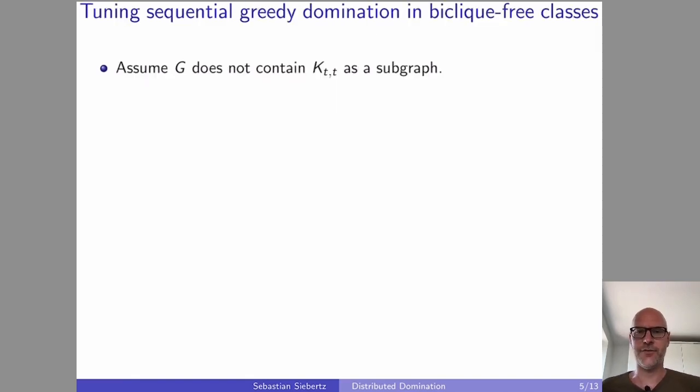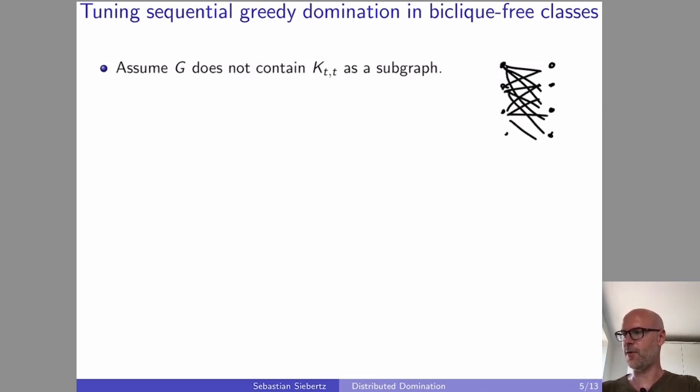Now this is for general graphs, and we want to go to restricted graph classes now. First we will tune this sequential greedy domination algorithm to classes that exclude some biclique. This is a complete bipartite graph. The K_{t,t} has t vertices on the sides, and then it is completely connected. So assuming that we exclude such a K_{t,t}, we can do better. We can tune the sequential algorithm. For example, planar graphs exclude a K_{3,3}.